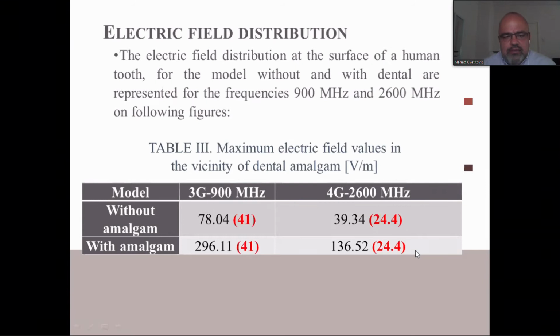And you can see that in all cases, electric field intensity is higher than the values allowed by existing standards. It is very emphasized when the amalgam is present for 3G, that means 0.9 gigahertz frequency. It is not so dangerous here, but you can see that it is very emphasized. And also, as expected, values are larger for 3G than for 4G frequency.